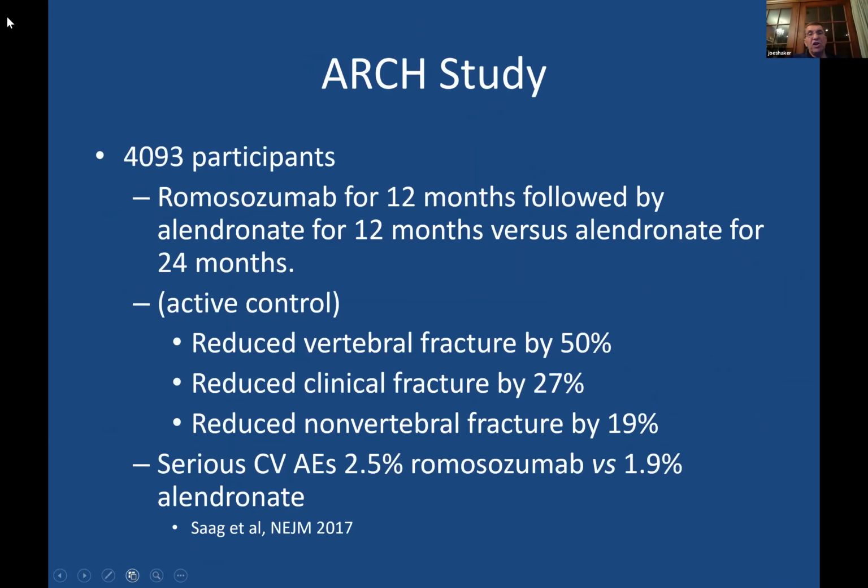The next study is called the ARCH study, and this is an active comparator study. So these patients got 1 year of romosozumab followed by a year of alendronate, or 24 months of alendronate. And the drug reduced vertebral fractures by 50%, clinical fractures by 27%, non-vertebral fractures by 19%. Here was the concern. There was heart attack and stroke, 2.5% in the romosozumab group and 1.9% in the alendronate group. And that actually slowed approval and raised concern.